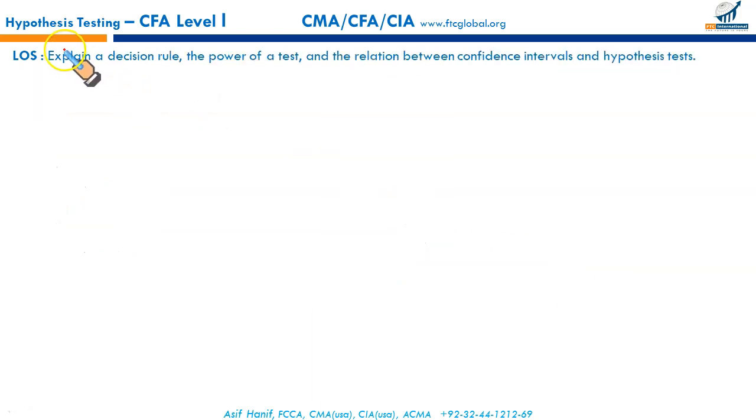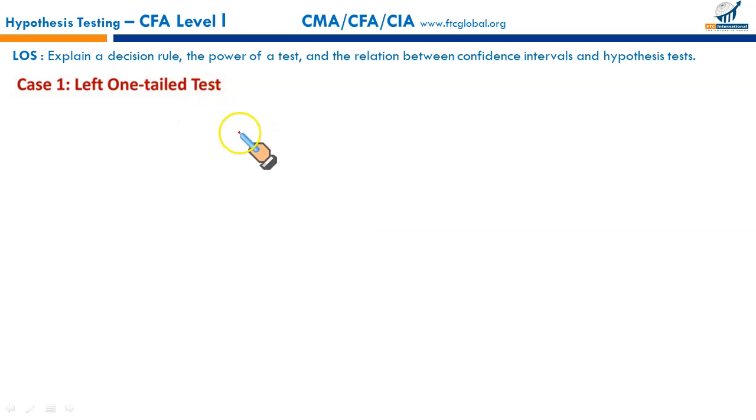Alright, next is explain a decision rule, the power of a test and the relation between confidence interval and hypothesis test. So basically what is a decision rule? The decision rule is basically a procedure followed in hypothesis testing when deciding whether to reject the null hypothesis or not to reject the null hypothesis. We'll explain this as we go along. So let us apply this concept in different types of tests.